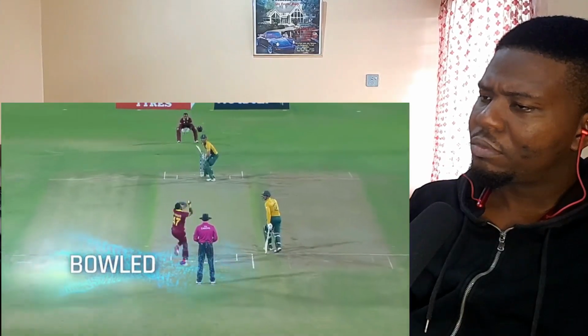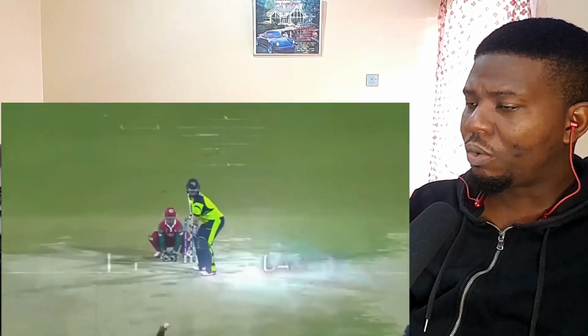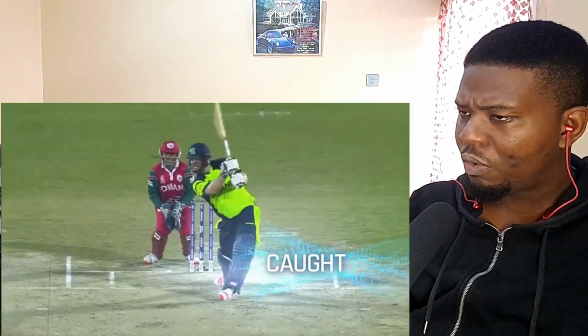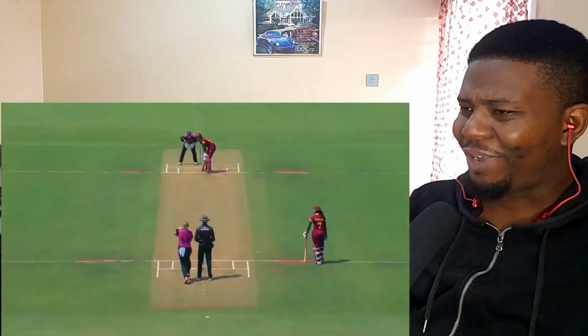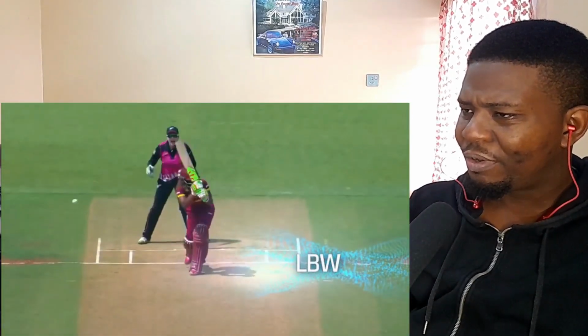The bowler bowls the ball, the batter misses it or deflects it by accident, it hits the stumps, and the bails come off. Okay, the batter would not be disqualified. Oh. Caught. The batter hits the ball, and one of the fielders catches it before it hits the ground. Whoa, okay. That is incredible. Look at that jump. For wicket, LBW. Exactly what the name suggests.